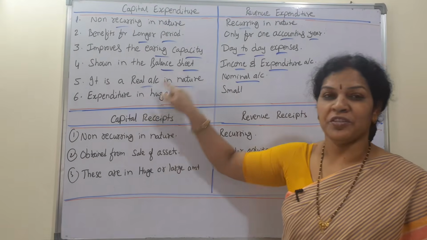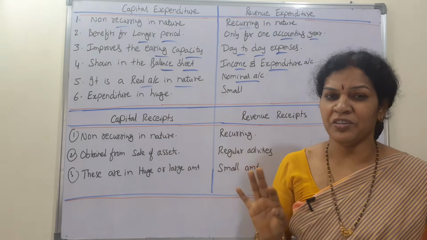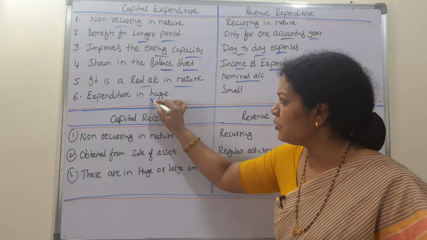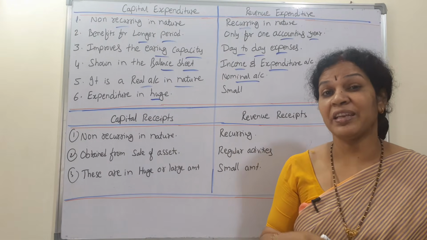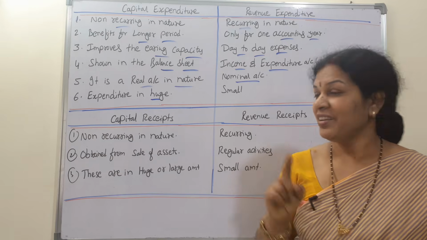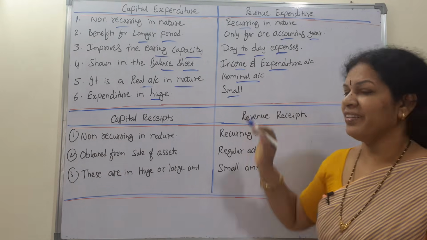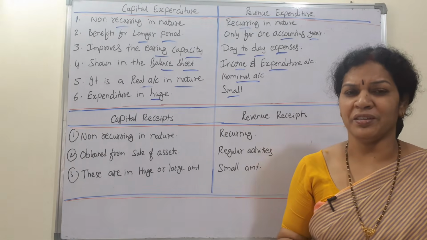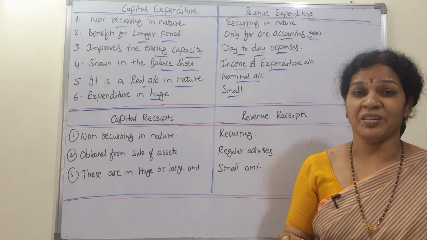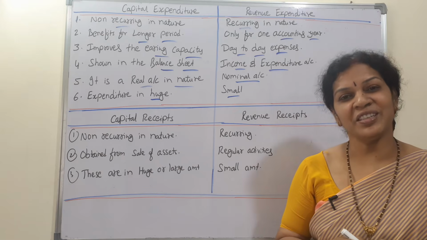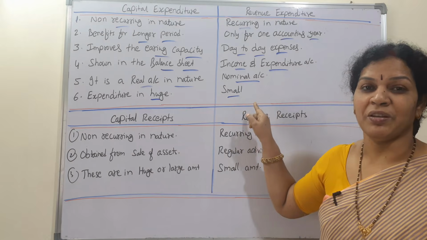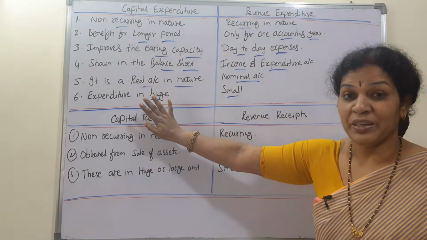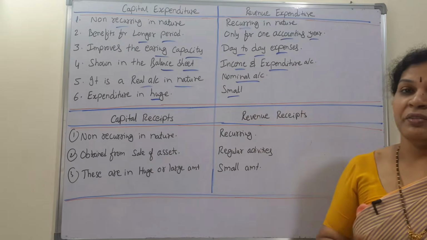And if you say capital expenditure, this will always be huge. A lot of amount they spend, that is why we say it is capital expenditure. And this will be small, like salaries they are paying, transportation, discount, small amounts only, because it occurs many times, repeated items, so the amount will always be small. So this is about capital expenditure and revenue expenditure.